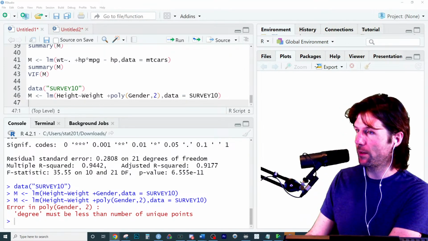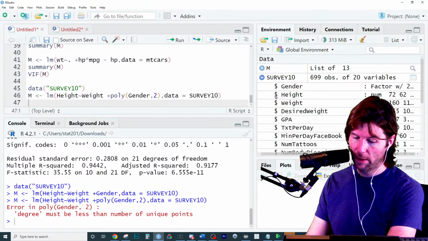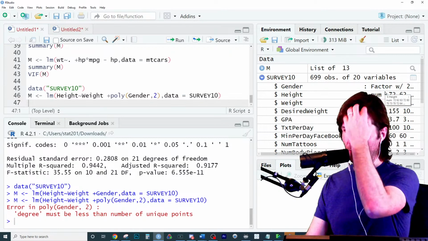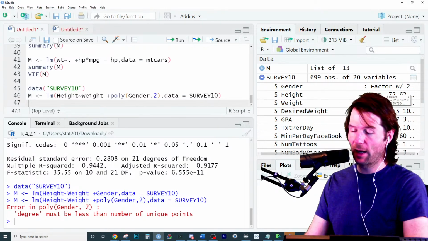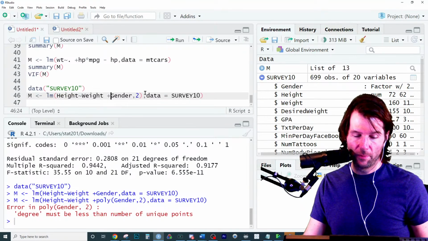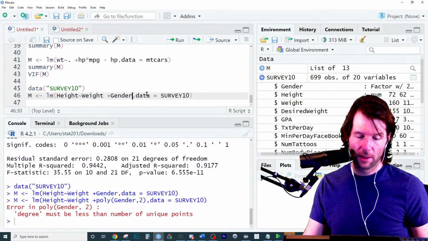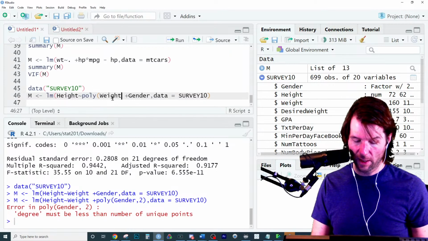Gender is categorical, exactly. So if you want to see what your data looks like, you can always go over here and take a look and see what you got going on. Gender is categorical right there, so we can't poly gender. The function doesn't work like that. So make sure you look at your data and see what you're working with. That will help with dealing with any issues the data might have.